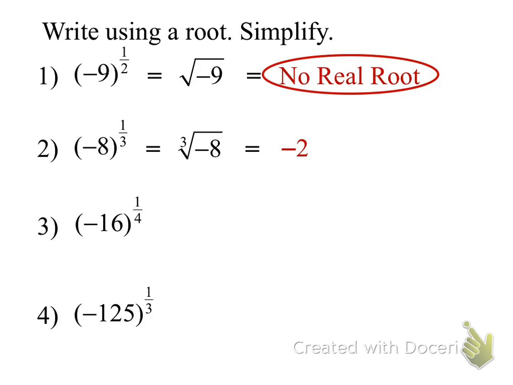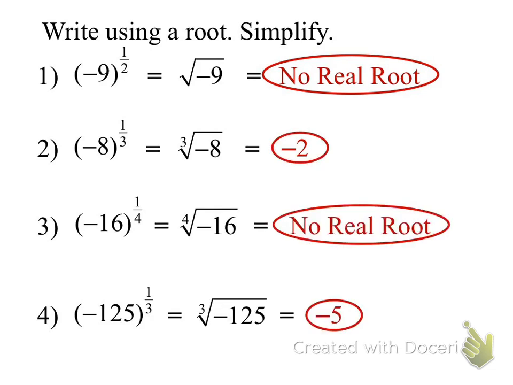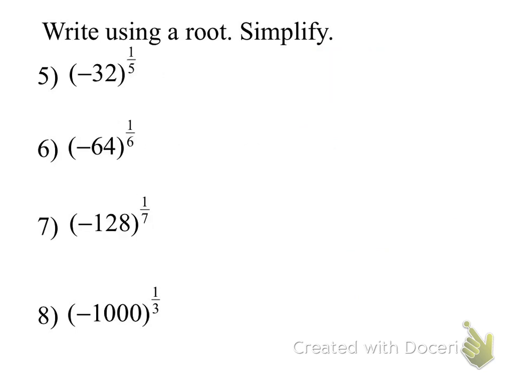Pause the recording. Okay, now check your answers. Number 3 was no real root, and number 4 was negative 5. Now pause the recording and do the next 4 on your own. All right, let's check our answers. So number 5, let's go with Leah. It's negative 2. The 5th root of negative 32, we can take a negative if there's 5 roots. It would be negative 2.